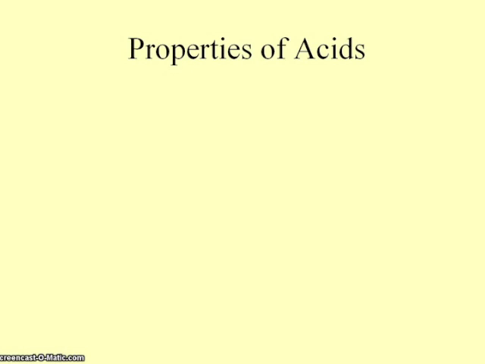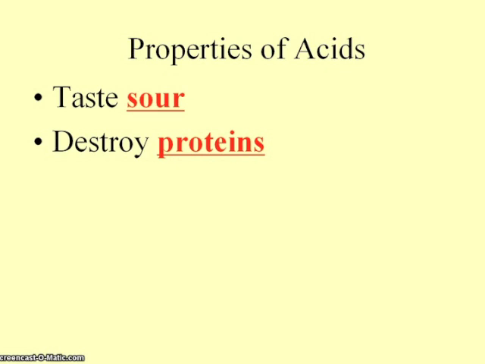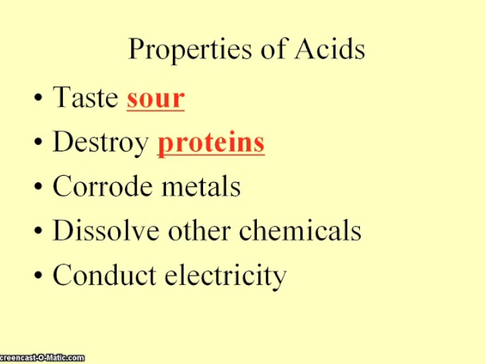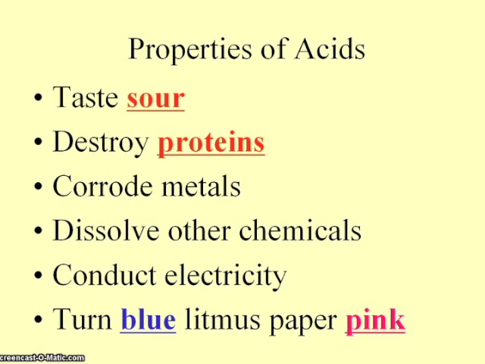So what are some properties of acids? One, they tend to taste sour. And I wouldn't recommend going out and tasting a battery to see if it tastes sour. That wouldn't be a wise thing to do, but they tend to taste sour. They destroy proteins. They corrode metals. They dissolve other chemicals. And they conduct electricity. And if we were going to test for an acid, one of the things we might use is litmus paper. And it would turn blue litmus paper pink. And that's what we actually use in the beginning of the year to check for carbonic acid.